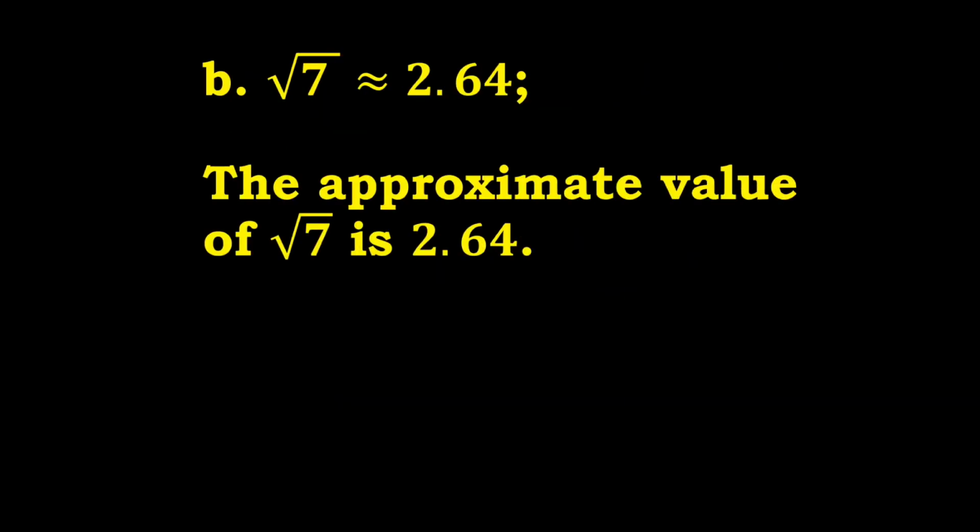Now, let's have example number 2, the square root of 7. If we approximate the square root of 7, that will give us 2.64. And if we key in the square root of 7 in a calculator, that will give us 2.64. So the approximate value of the square root of 7 is 2.64.